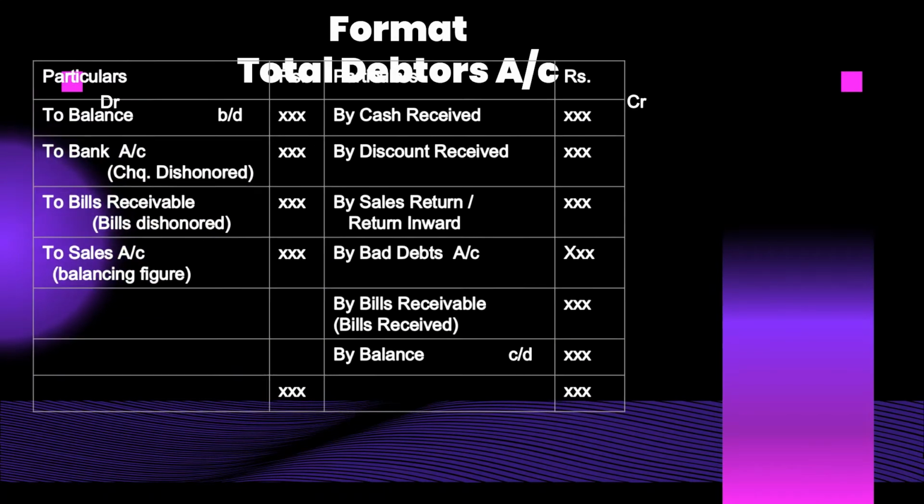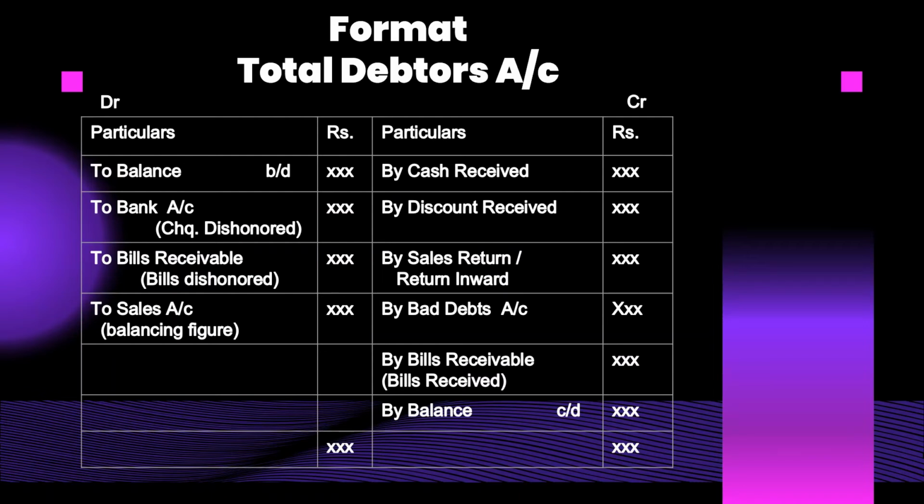Now we'll see the total debtors account and bills receivable account format. See, both total debtors and bills receivable have a debit balance. It is an asset. These are asset items. So it has a debit balance. So whatever items increase the debtors will be recorded on the debit side, and whatever items reduce or decrease the debtors will be recorded on the credit side.